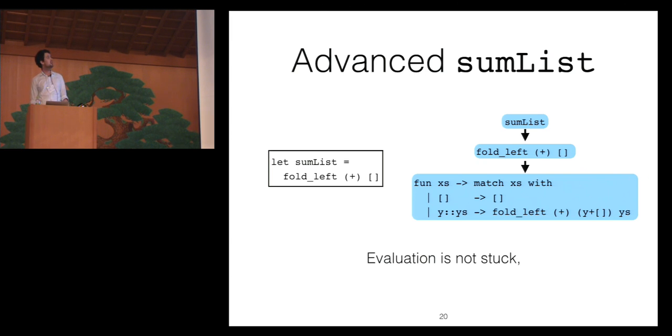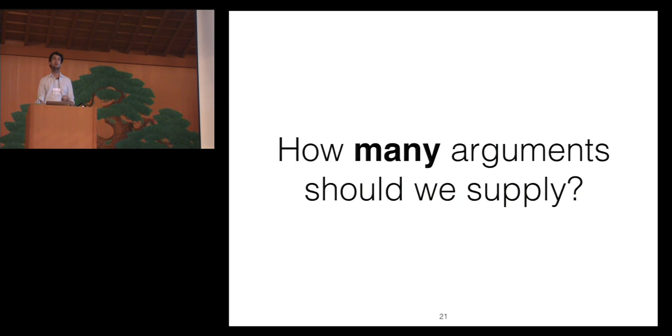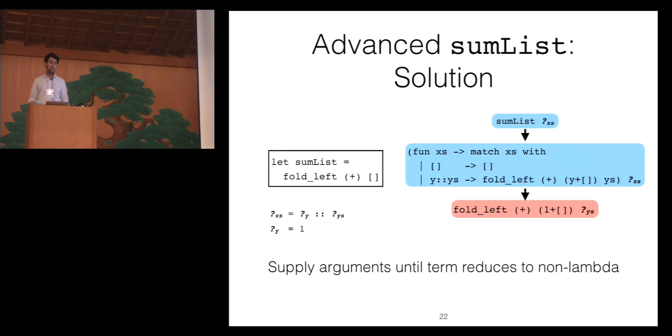Unfortunately, we're at a point here where evaluation is not stuck. In fact, it's terminated normally. But there's a type error hidden underneath the lambda that we just can't reach. So there is actually a question here of how many arguments should we supply to the input term. Luckily, it's an easy question to answer.